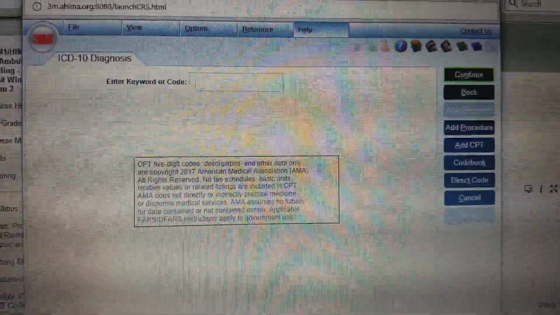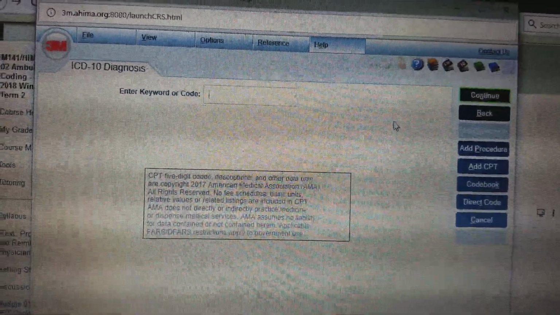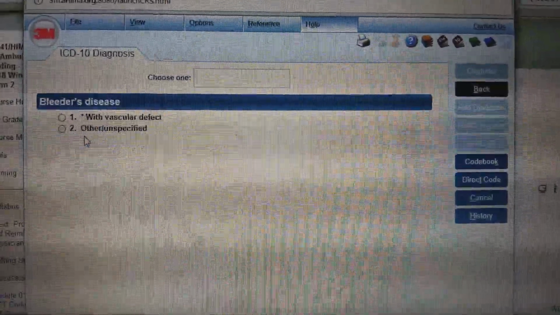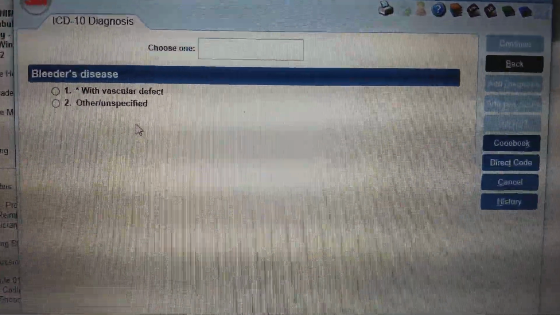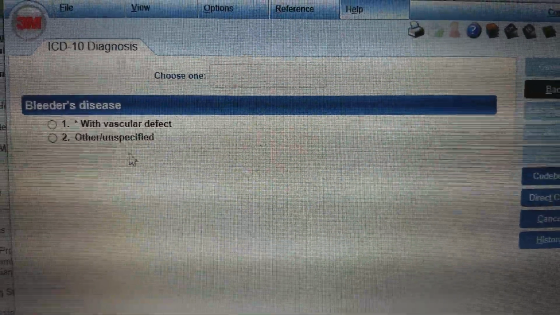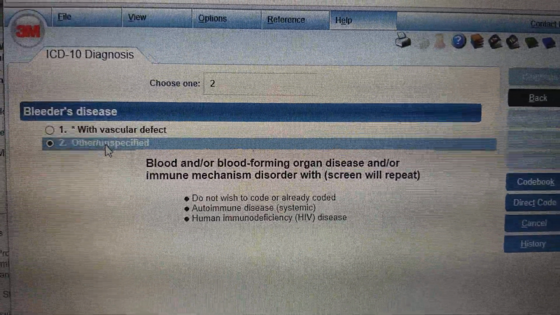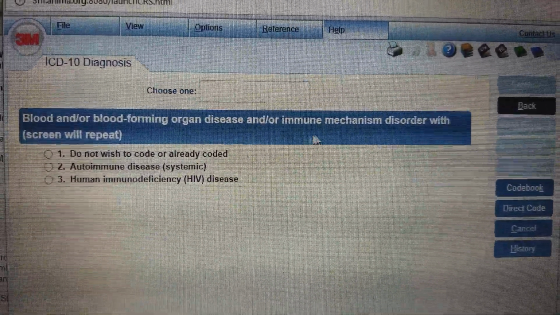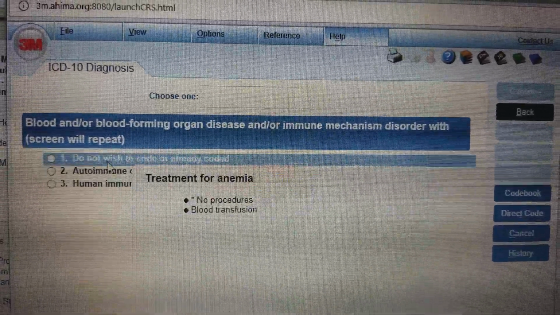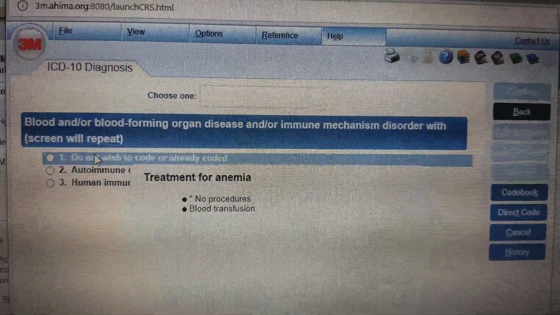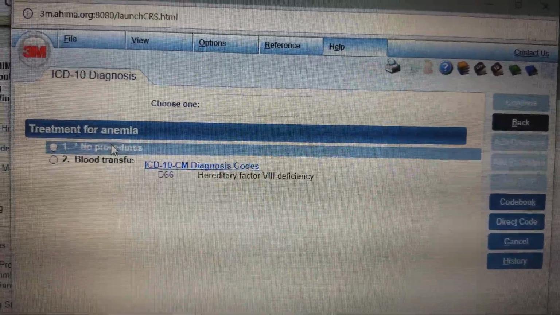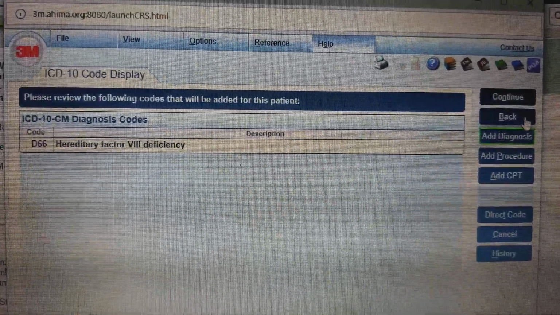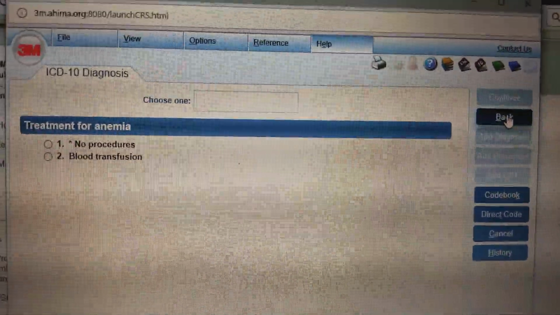And if we wanted to add a diagnosis, so let's say, I'm going to start with bleeding. Bleeding. And no, you do not need diagnosis for this class. I just need your CPT or HCPCS or modifier. So other, because there was no vascular defect. It says blood and or blood forming organ disease and or immune mechanism disorder with blah, blah, blah. No, we do not wish to code. There was no treatment for anemia, no blood transfusion. Oh, well, that went a whole different path than where I was trying to go. So let's go back.